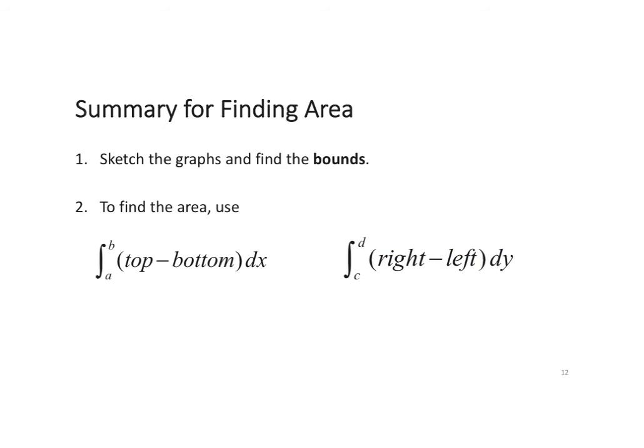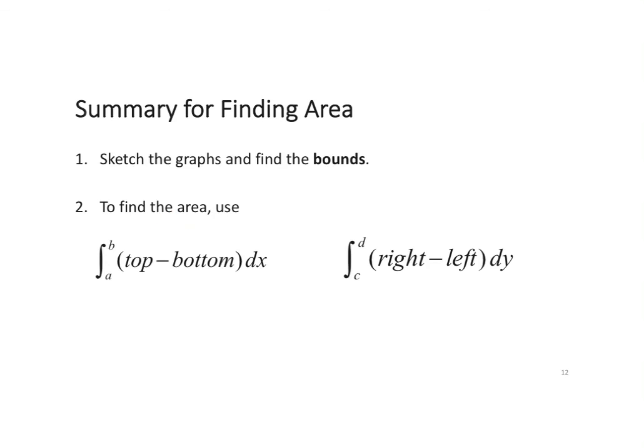All right, so to summarize what we've done in section 5.1, you need to sketch the graphs, and you need to find the bounds of integration by looking at the graphs. And depending on whether or not you have the graphs crossing each other, so there's a change in role between which one is the top and which one is the bottom, or which one is right versus left, you have to split up your interval of integration accordingly.